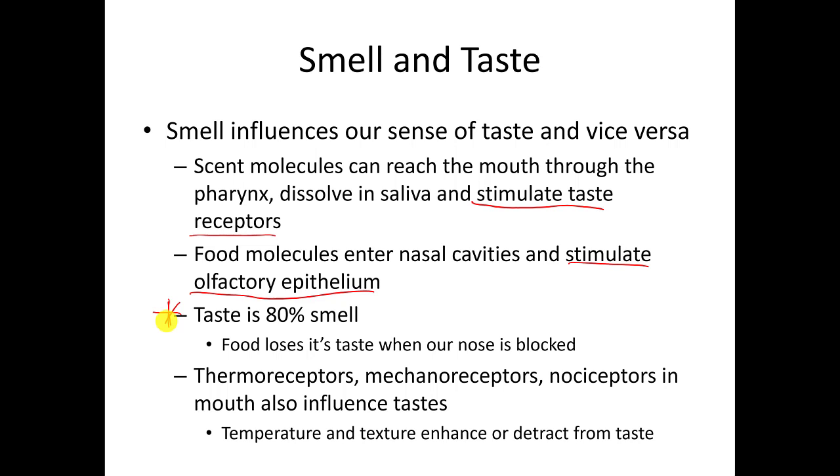Mechanoreceptors, nociceptors. So mechanoreceptors would be like texture. As you're biting down, what's the texture? If you don't like mushy food, right? Or maybe some people I know don't like cottage cheese. My husband hates cottage cheese because of the texture. And then nociceptors, these typically pick up pain. All of these can influence taste. So temperature and texture can either make it taste better or, depending on what it is, can make it taste worse.